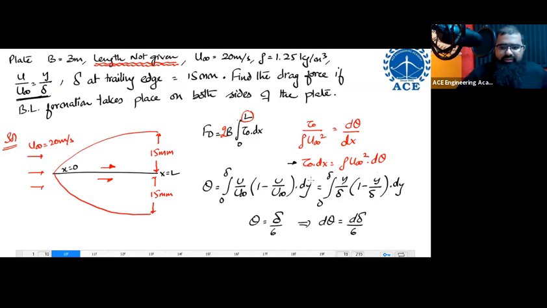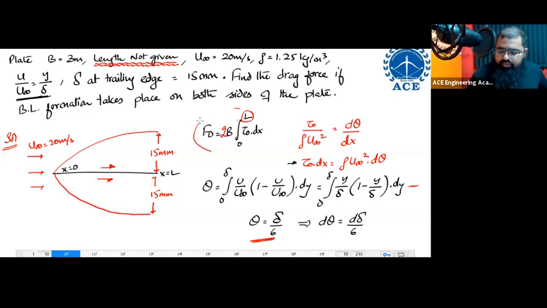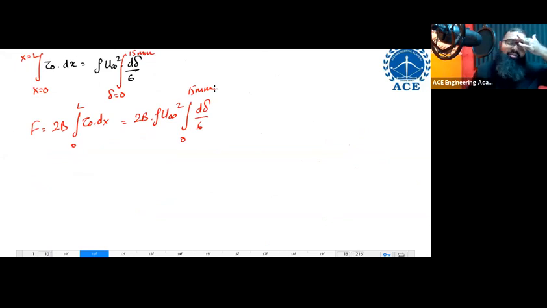If you do this particular integration, you will get this particular value. I'm straight away taking the value. You can do the integration later on. Now, what will I do? In this particular equation, F was equal to 2 times b integral tau naught times dx from 0 to L. In place of this thing, I'll write this thing. So 2 times b rho u infinity square integral d delta by 6 ranging from 0 to 15 mm. Take everything in SI units, get me the answer. Please be quick.